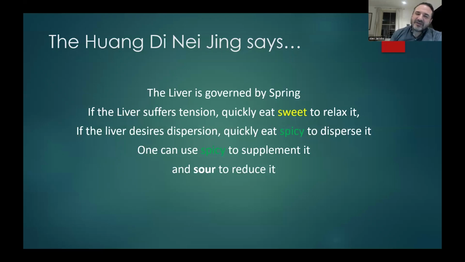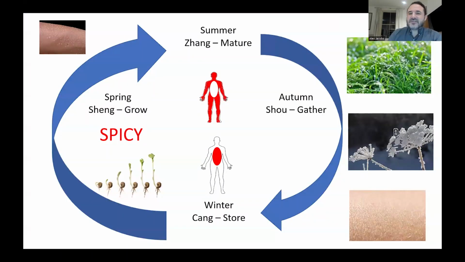But just to say simply, if you think about the dynamic of the season, the dynamic of the season is up and out, we'll use spicy. And if you're thinking about the opposite dynamic, which is the dynamic of autumn, it's to gather inwards. That's what sour does. So spicy and sour are opposite here. And that's why spicy supplements it and sour reduces it. So how do we put that into action? There you go. There's the spicy and sour on this framework.